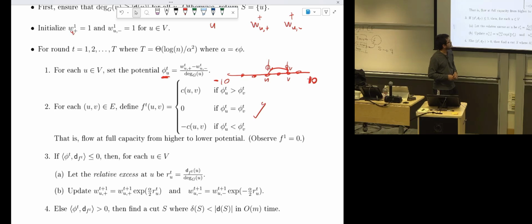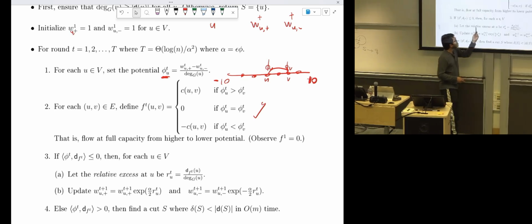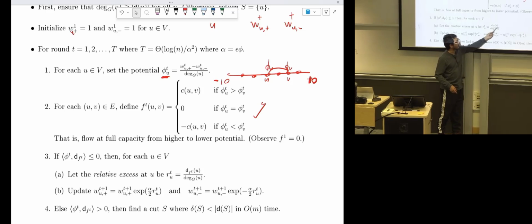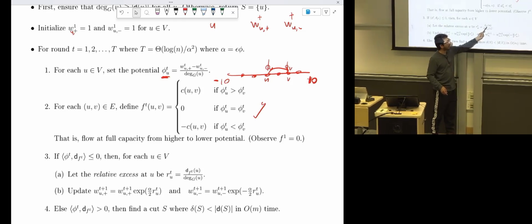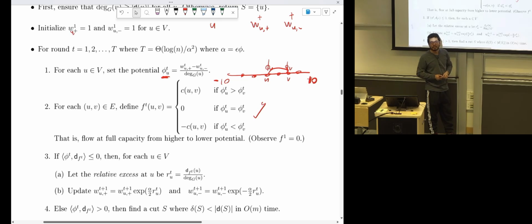How? We compute this relative excess at U. This is the residual demand at U. So basically it's the excess at U, but I scale it down by degree. So every node computes this relative excess. It can be positive or negative. If it's positive, there is excess. If it's negative, there is deficit.